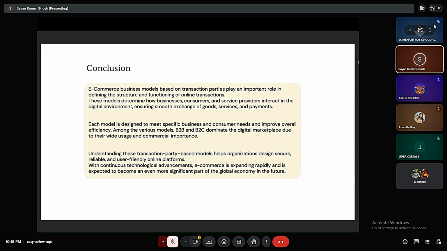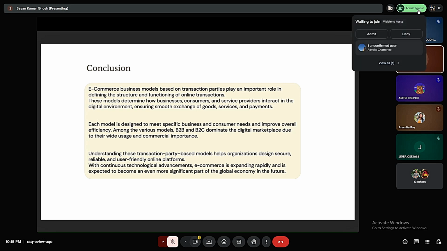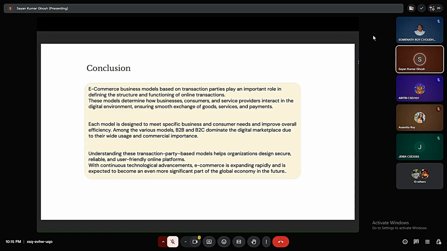To conclude, e-commerce business models play a crucial role in shaping modern digital trade. These models define how businesses, consumers, and governments interact online, ensuring smooth transactions of goods, services, and payments. Each model serves defined needs. However, B2B and B2C models dominate because they drive most commercial activities in the digital markets.